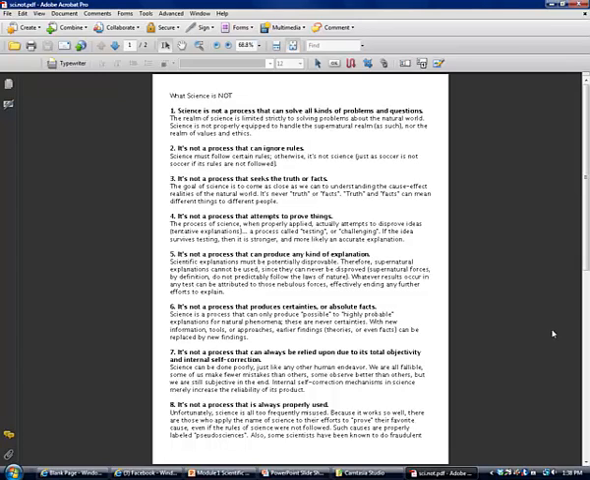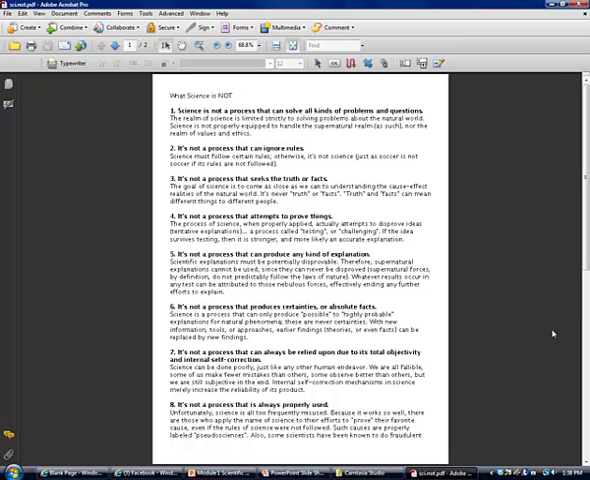Science is not a process that attempts to prove things. It's not a process that can produce a particular kind of explanation. For example, supernatural explanations cannot be used because we can't prove they're wrong, but we can't prove they're right. Science is not a process that produces absolute facts. There's always that risk, that chance or uncertainty that we'll find something that will tell us that what we originally believed was false.